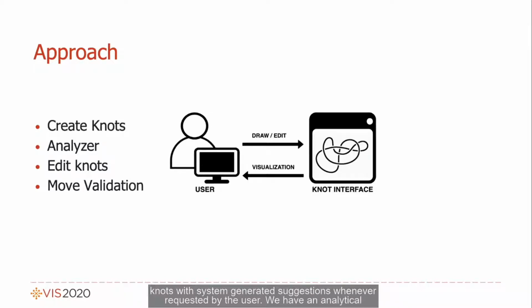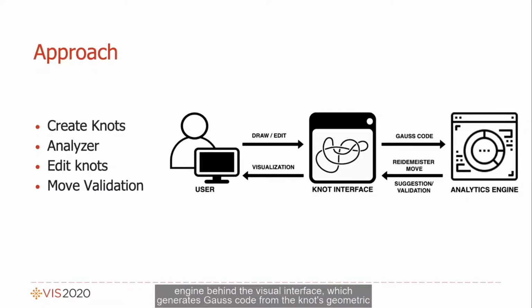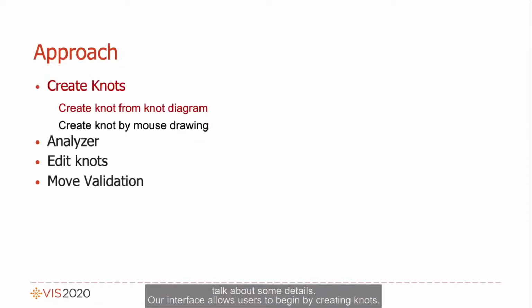We have an analytical engine behind the visual interface, which generates Gauss code from the knot's geometric shape and provides move suggestions by analyzing the Gauss code. When users attempt to apply a move, our system validates the move before it eventually changes the knot. Now, let's talk about some details.